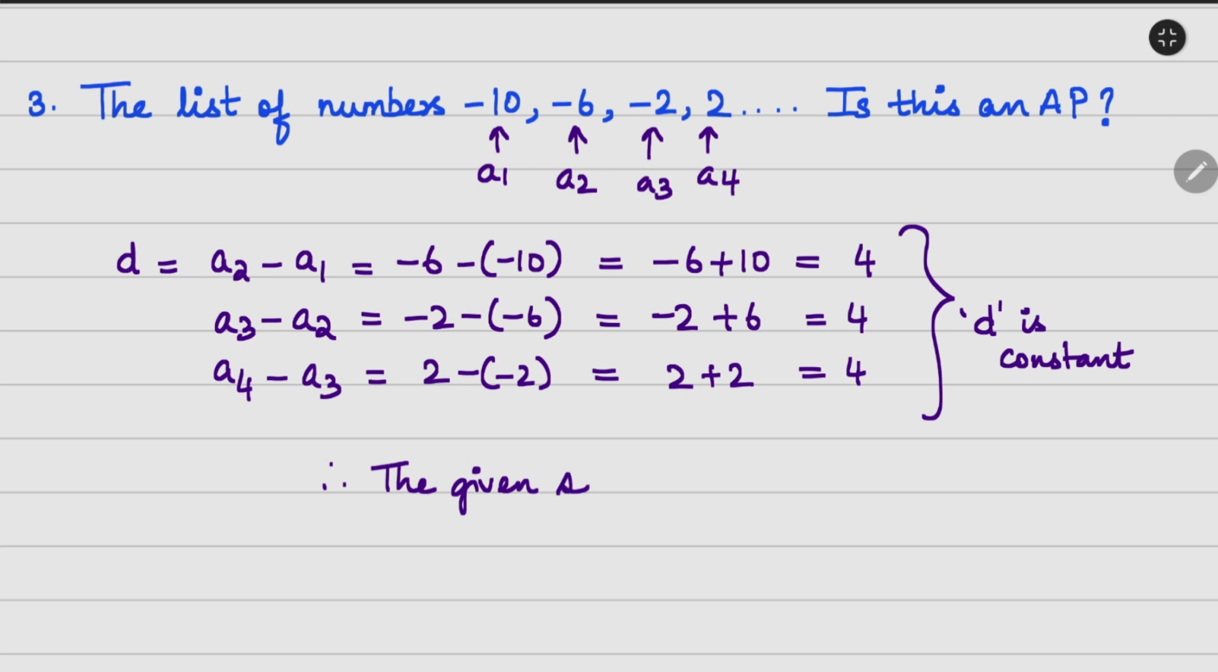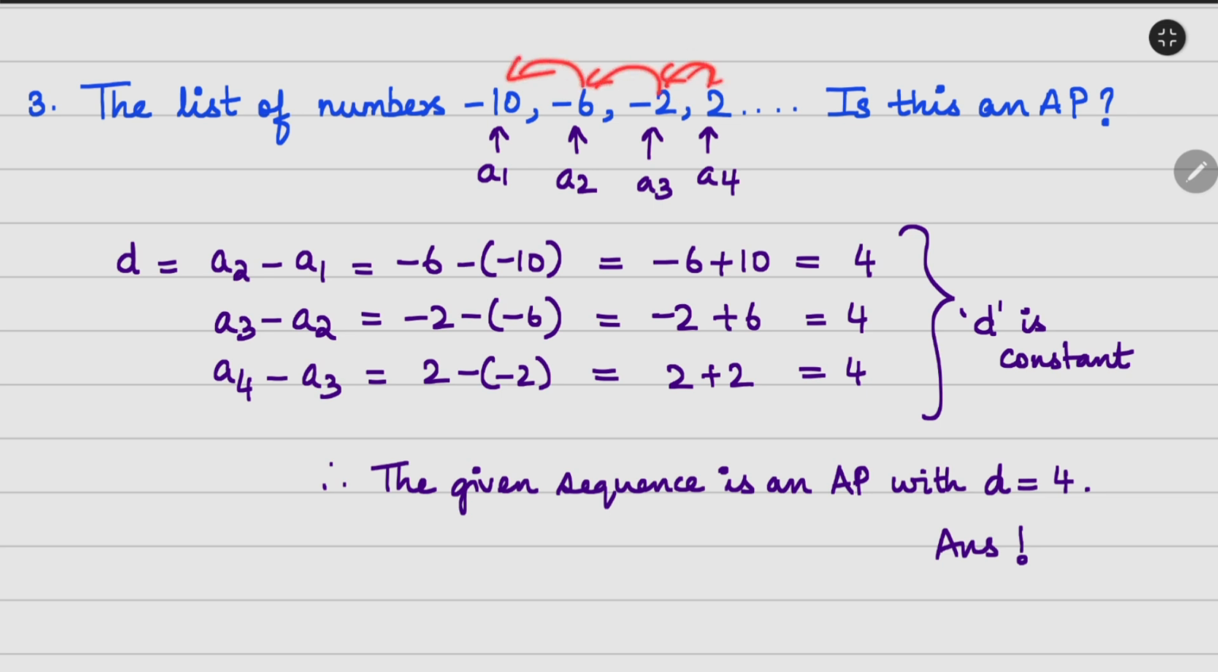The given sequence is an arithmetic progression with common difference D is equal to plus 4, and that's your answer. This is how you have to write. You have to confirm whether the given sequence of numbers is an arithmetic progression or not, and you can confirm it by calculating the common difference between the consecutive terms.